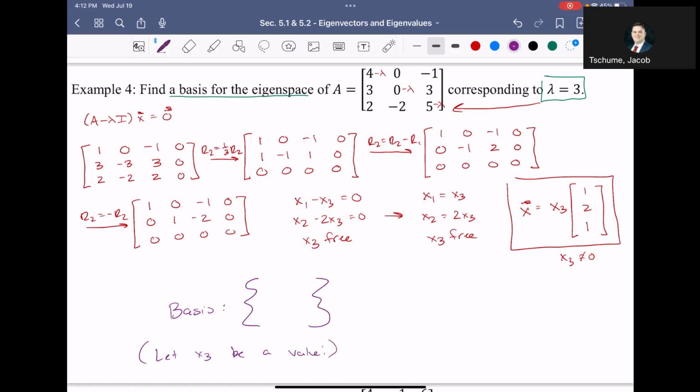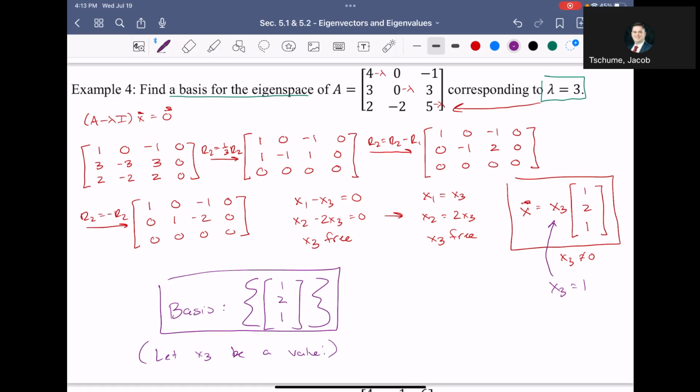Remember that bases have to go inside braces, and then just let x3 be whatever number you want it to be. So to make it really easy, I'm going to let x3 just equal 1. Because if I let x3 be 1 here, that's not going to change the vector that's attached to it. So I could simply just write the vector down 1, 2, 1, and that would be a basis of the eigenspace. Just out loud, another example, why don't you let x3 be 2? If you let x3 be 2 and multiply it through, you will get 2, 4, 2. That is also a basis of the eigenspace.